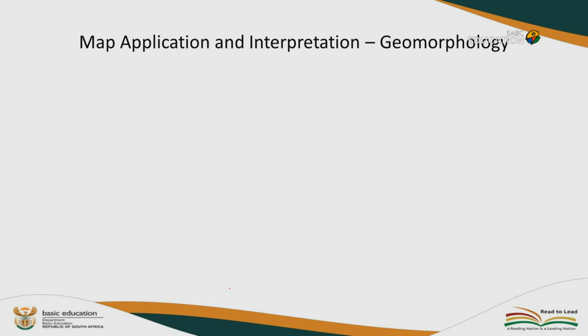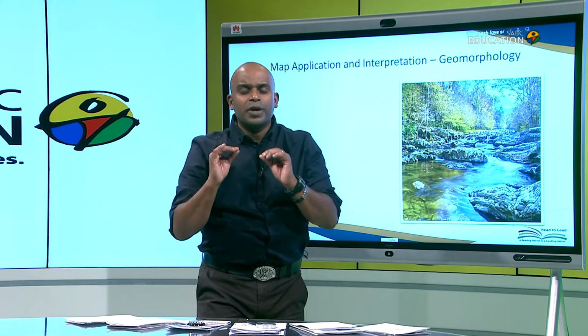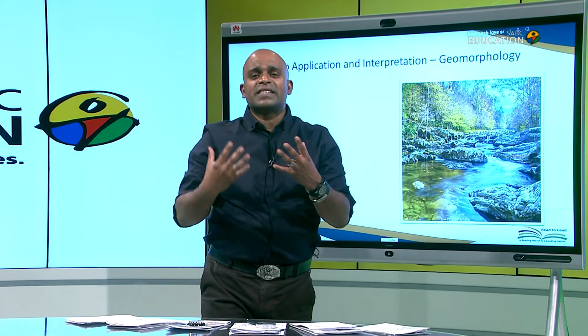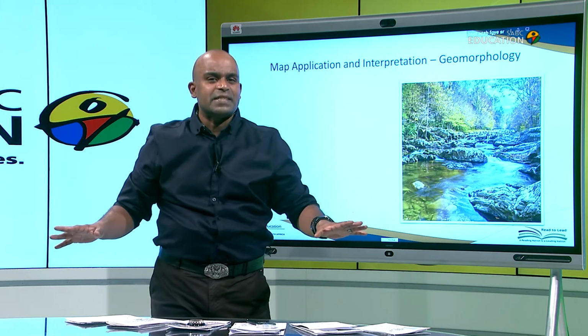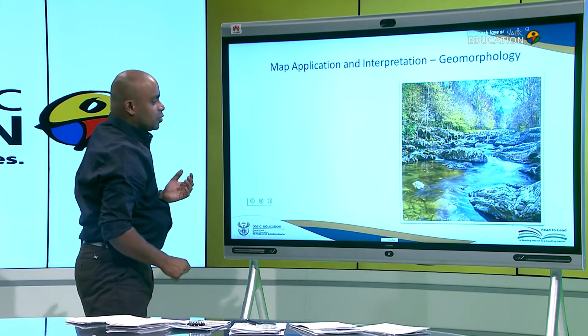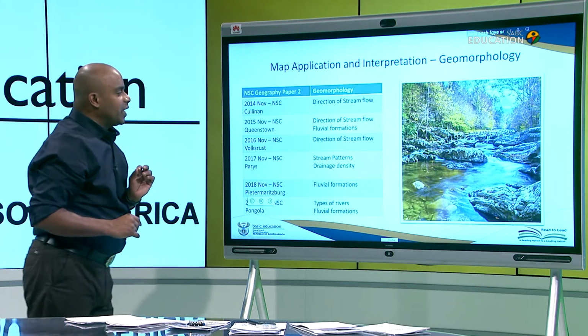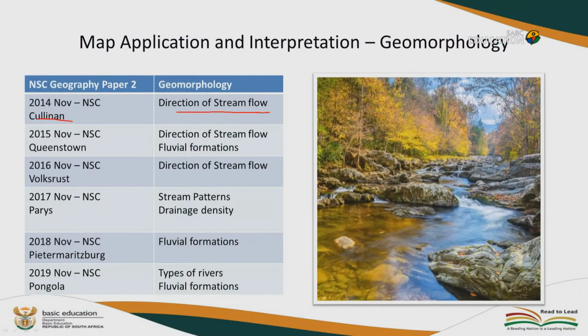And now we're moving on to geomorphology. Note, again, when we're looking at geomorphology, we are trying to understand how fluvial processes impact on the various maps that we have studied. After analyzing from 2014 to 2019, the following is evident. In 2014, the direction of stream flow was examined. Again, in 2015, the direction of stream flow as well as fluvial formations.